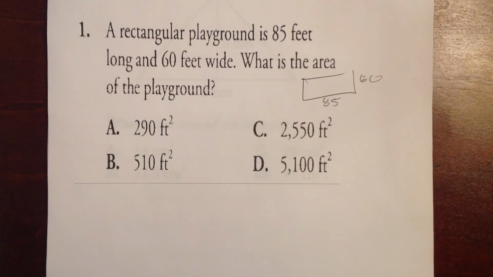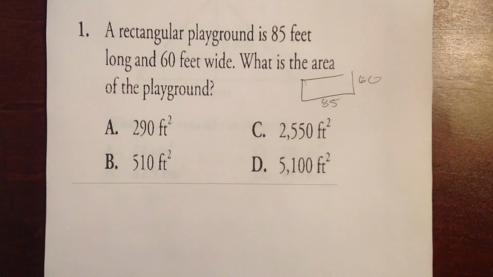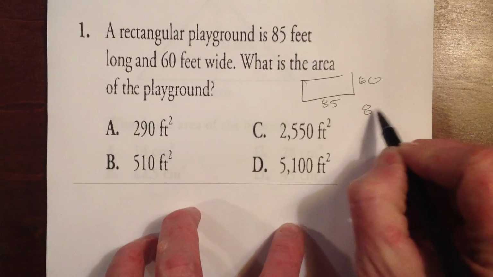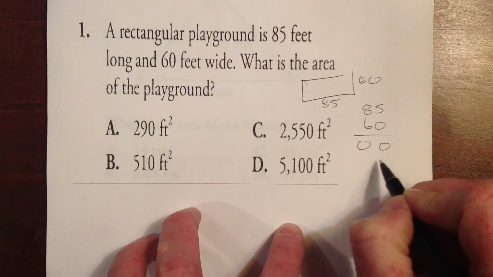In this case, it's going to be the length times the width, excuse me. So basically we're going to be multiplying these two. So if it's a rectangle, by definition, we can multiply these two and get the right answer. So we're going to say 85 times 60 here.